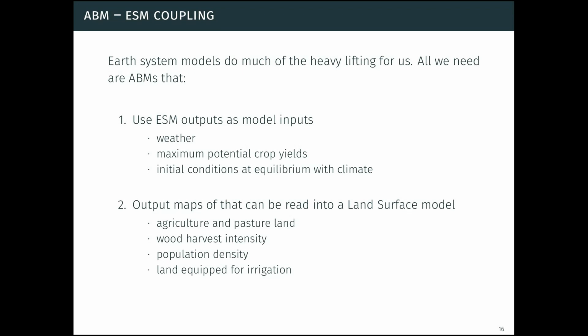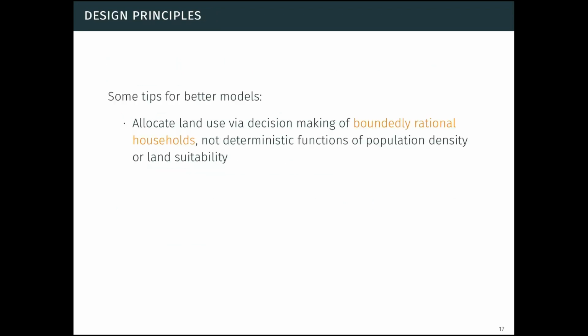Next, I want to talk about some more subtle design principles that you can incorporate into the agent-based models you may be working on now, in order to ensure a tighter, more holistic coupling with your Earth systems models. The first is kind of obvious for agent-based modelers: we want the nexus of land use decision-making to be at the agent level. We want boundedly rational households choosing where to plant what.